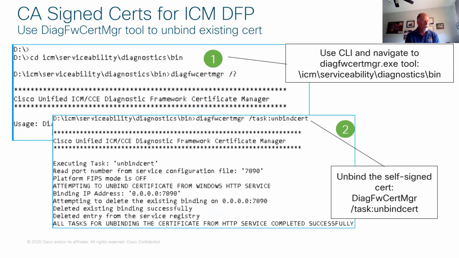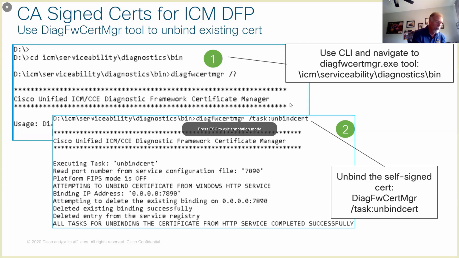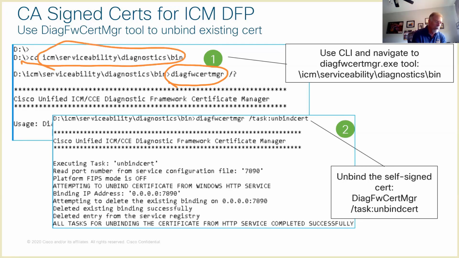Okay. Next step, on my ICM servers, I got to get to this utility called the DiagFwCertMgr tool. That utility is in some folder location buried deep on your ICM server, highlighted here, ICM Serviceability Diagnostics bin. That path is not by default in the search path on the system. You could add it in there, I suppose, if you wanted to, but you're not going to be doing too much work. So we're in that bin folder, which happens to be the location of that utility. And also you don't have to specify any other key stores. So really just go to that folder and you're good.